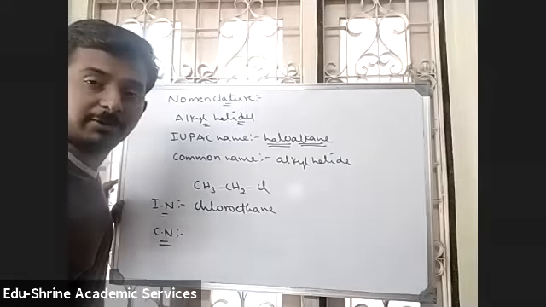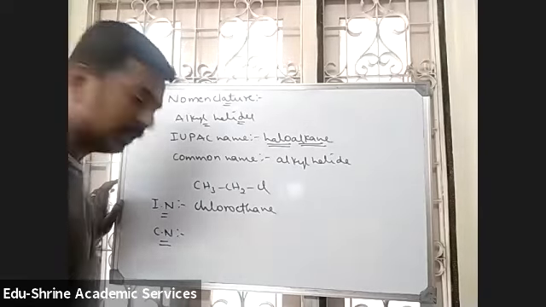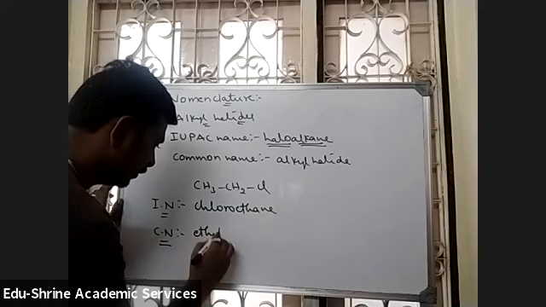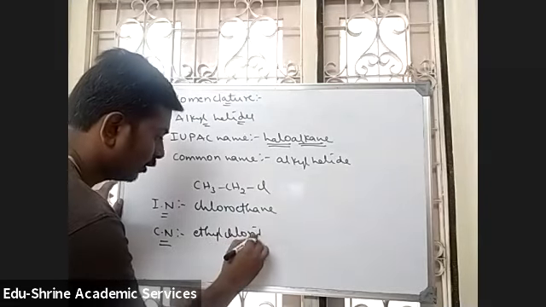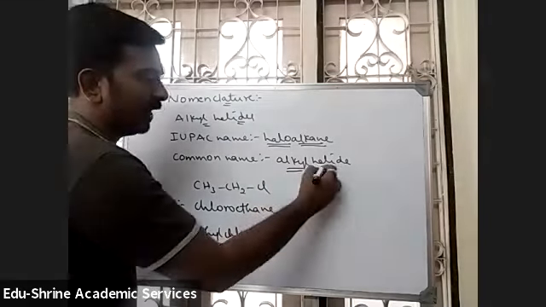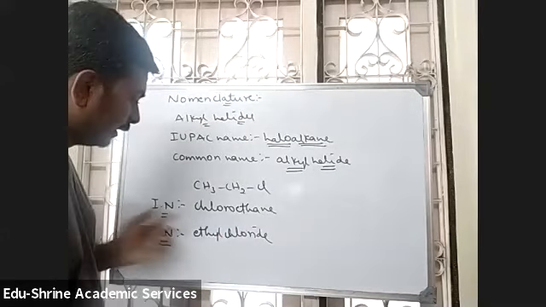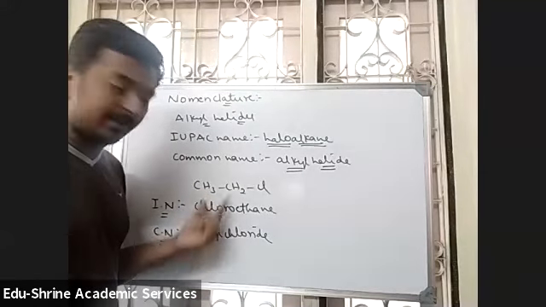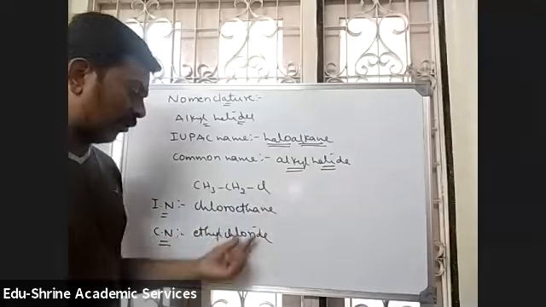What about the common name of this compound? Ethyl chloride. Good. Whenever you are writing the common name, first the alkyl group, then the halogen. Right. So here the alkyl group contains two carbon atoms, so it is ethyl and chloride. Ethyl chloride.